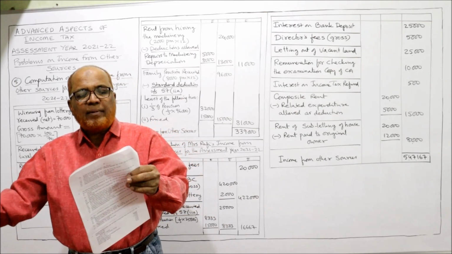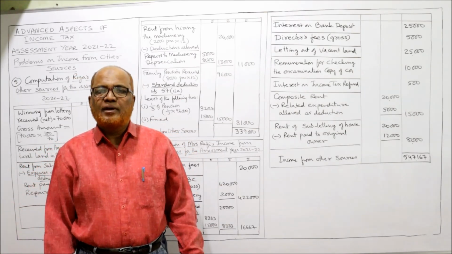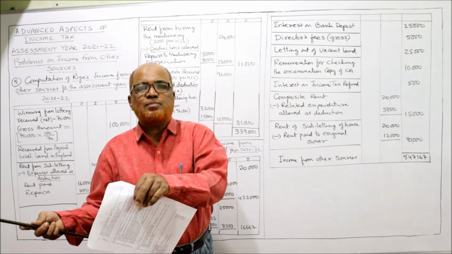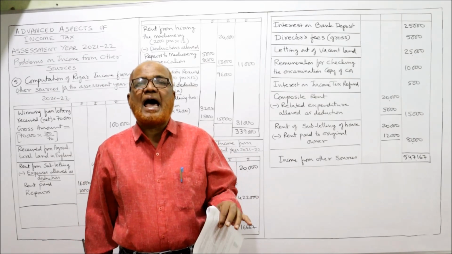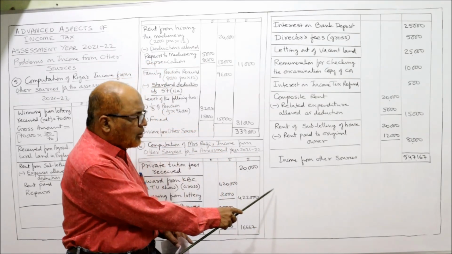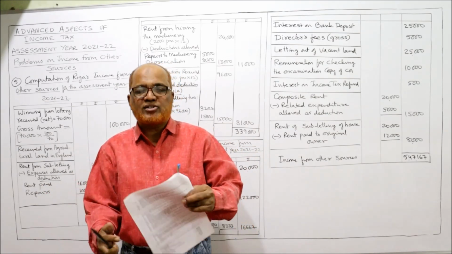Then payment made for personal expenses, not at all to be considered. It is a payment made for personal expenses. It should not be considered, it will not be allowed as a deduction. So in the working note you should write: personal expenses paid, not allowed as deduction.